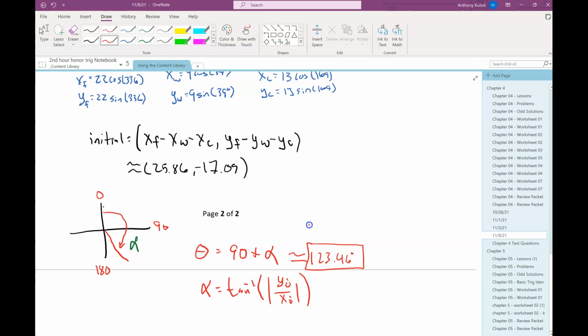And this question asked just for the bearing. It didn't ask for the speed, so that's why I didn't calculate the speed. You could if you wanted to, but I don't really care. Let's work smart, not hard, right?